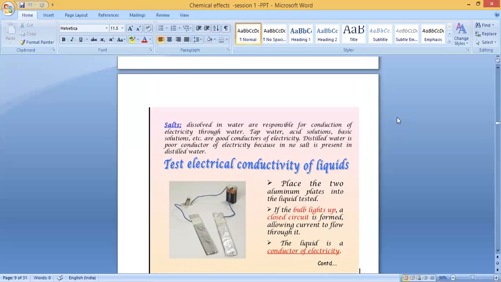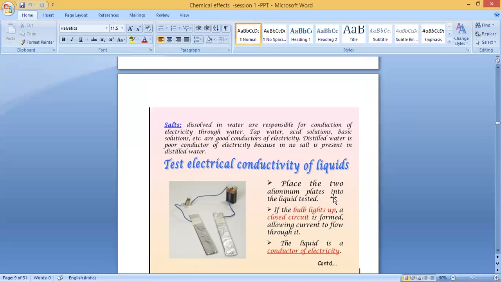But at the same time, I told you distilled water is a poor conductor of electricity because there is no salt present in the distilled water. Clear? So tap water contains minerals or salt, and even acidic solutions and basic solutions are all good conductors of electricity because they contain salt or minerals. But on the other hand, distilled water is a poor conductor of electricity because it does not contain salt or minerals.